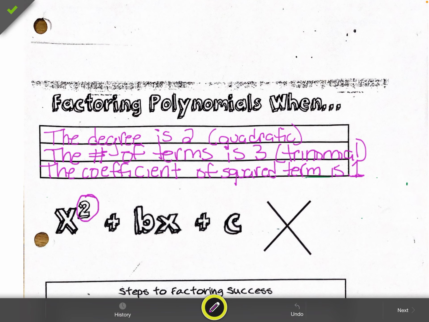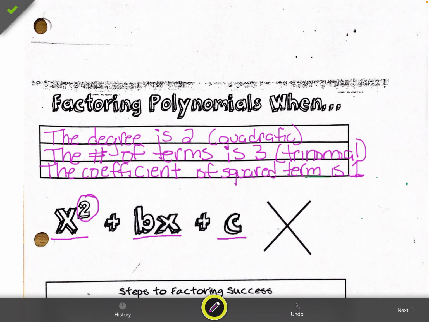The second thing that we look for is the number of terms is 3. Okay, so it's a trinomial. So we have this first term, that's x squared. We have the second term, that's a number with x. That's what the b represents. And then we have c, which represents just a number. So it has 3 terms.